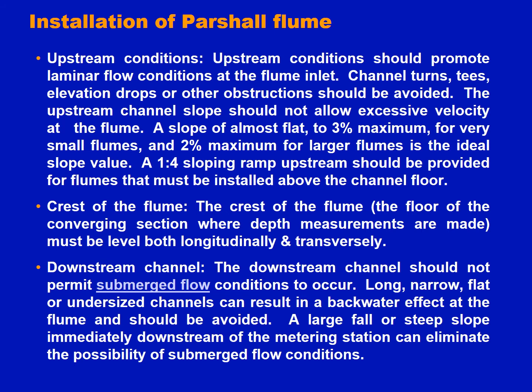And a 1:4 sloping ramp upstream should be provided for a flume that must be installed above the channel floor. So if you want to install above the channel floor, then a ramp, that means a sloping structure, should be provided, 1:4. That means 1 vertical and 4 horizontal. This should be provided.